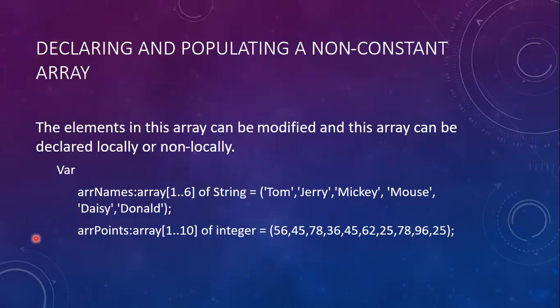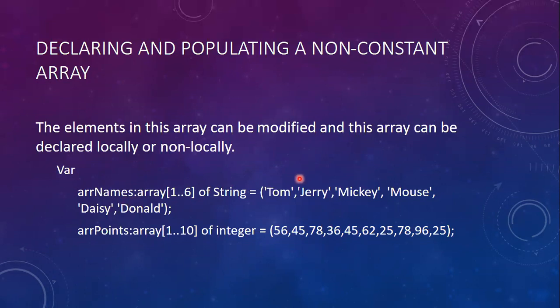Okay, so declaring and populating a non-constant array. So this is something that can change. The elements in this array can be modified, and this array can be declared locally or globally. So what we have here is our names array 1 to 6 of string. So all I know is there are 6 elements, and then I'm going to declare what each of those elements are. So Tom, Jerry, Mickey, Mouse, Daisy, Donald.